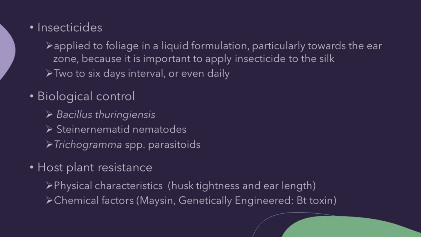Next, we have biological control through bacteria, which is Bacillus thuringiensis, Steinernema nematodes, and also Trichogramma species parasitoids. Lastly, there is host plant resistance, which depends on the variety of corn planted. The resistance is in terms of physical characteristics, which are husk tightness and ear length, and also another resistance which is chemical factors, one of which is maysin, a substance which disrupts the larval development of the earworm larvae, and another genetically engineered one which is Bt toxin.